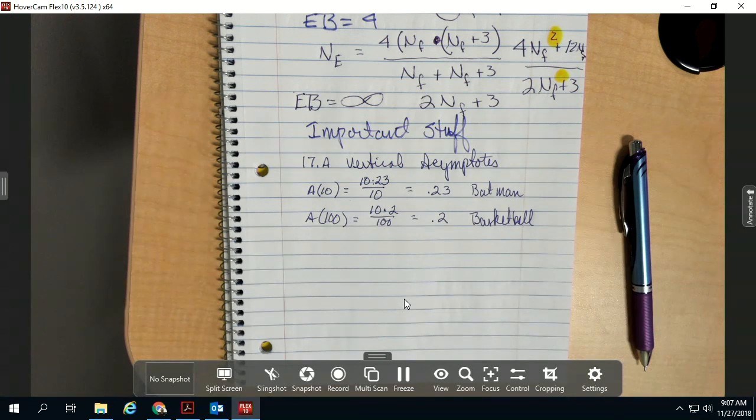So Batman appears to be how tall? And the basketball player appears to be... So who appears taller? Batman.